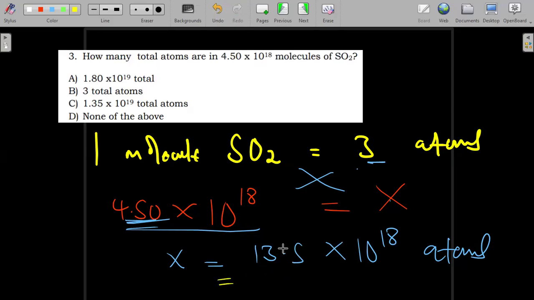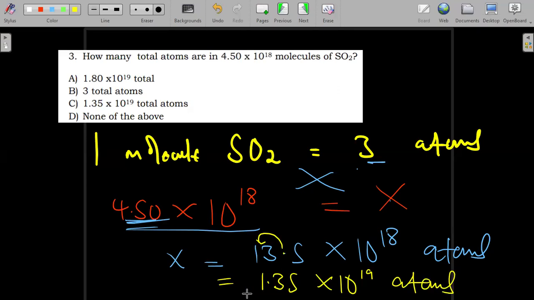So what are we going to do? We're going to move this point one step to the left. So it will be 1.35 times 10. Here I had 18, but since I've moved this point one step to the left, it means I'm going to add 1 to this 18. So that will be the power 19 and then atoms.